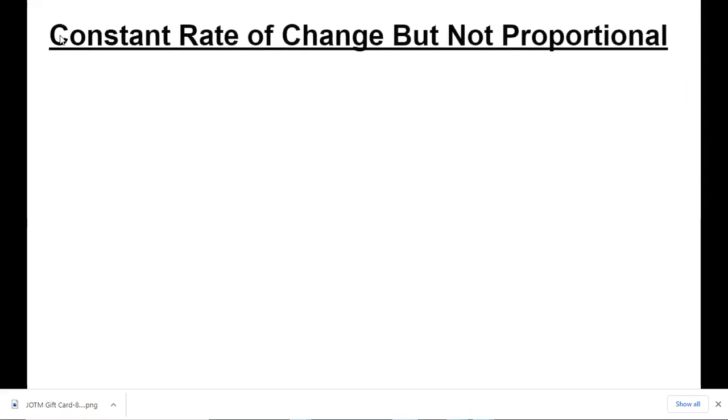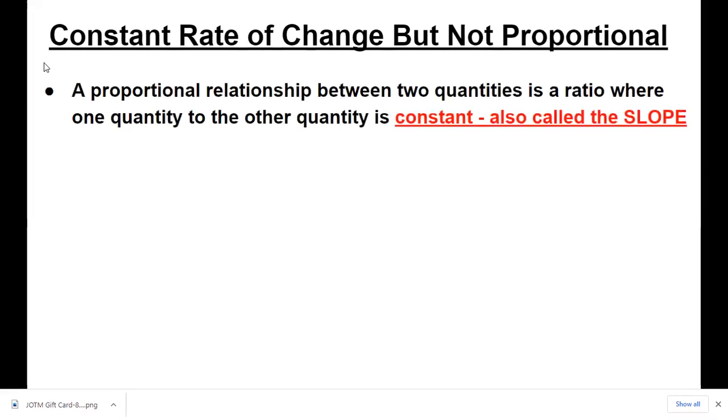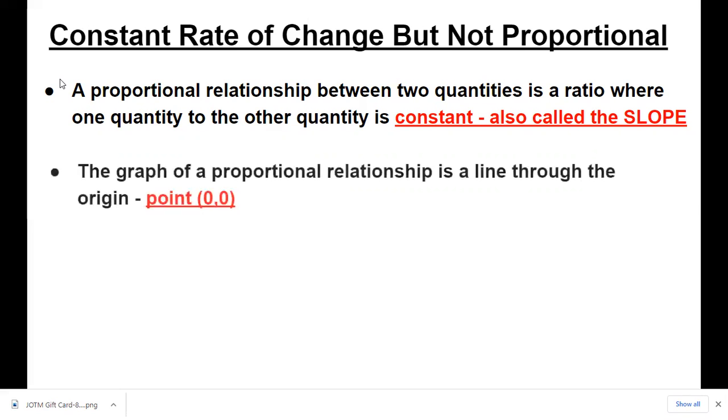Constant rate of change, but not proportional. What does that mean? A proportional relationship, remember, between two quantities is a ratio where one quantity to the other quantity is constant. That is also called our slope, right? The change in one quantity to the other, the slope is constant. The graph of a proportional relationship is a line through the origin. Remember, the origin is at 0, 0.